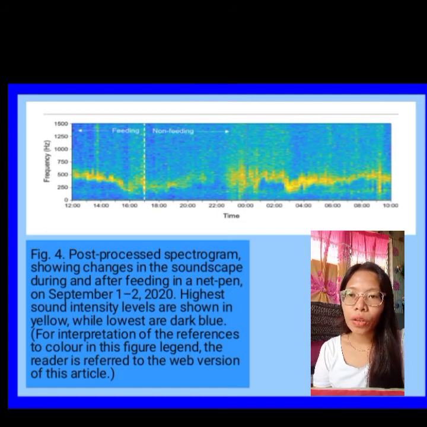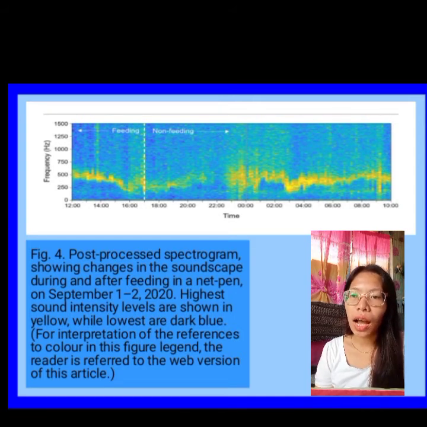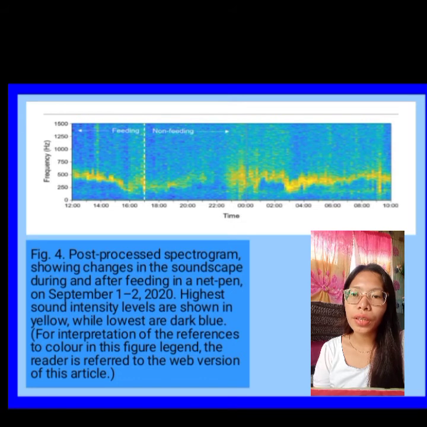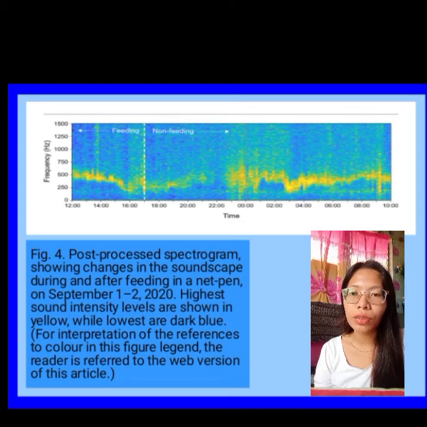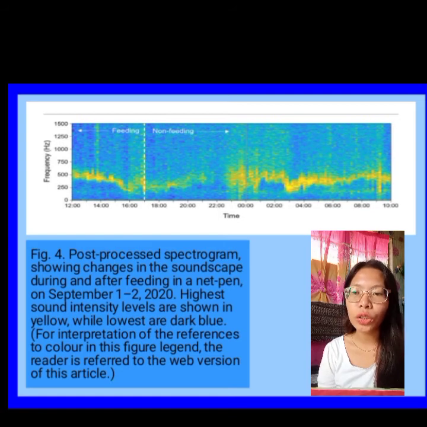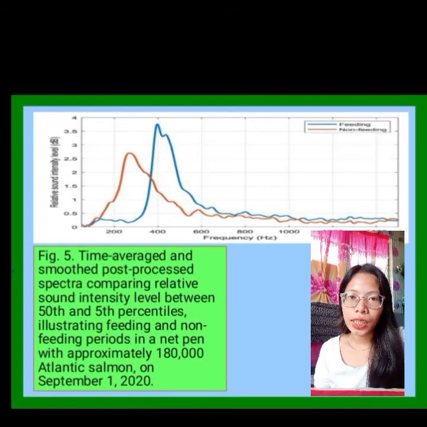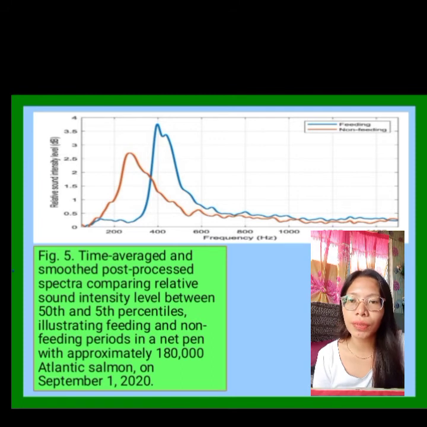Figure 4. Post-processed spectrogram showing change in the soundscape during and after feeding in the net pen on September 1 to 2, 2020. The highest sound intensity levels are shown in yellow while the lowest are dark blue. For interpretation of the references to color in this figure legend, the reader is referred to the web version of this article. Then, Figure 5. Time-averaged and smoothed post-processed spectra comparing relative sound intensity level between the 50th and 51st percentiles, illustrating feeding and non-feeding periods in the net pen with approximately 180,000 Atlantic salmon on September 1, 2020.